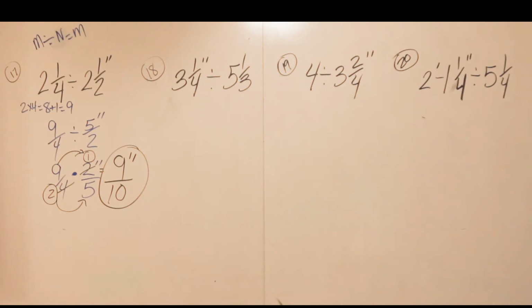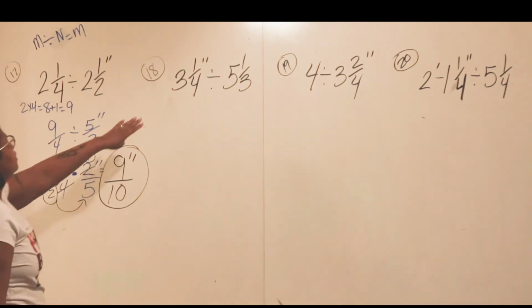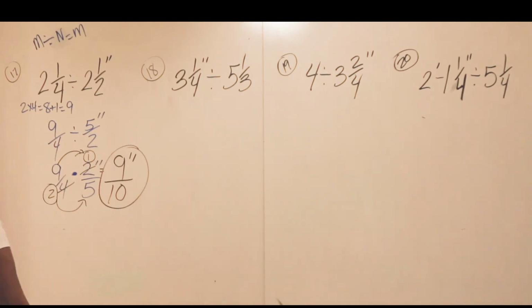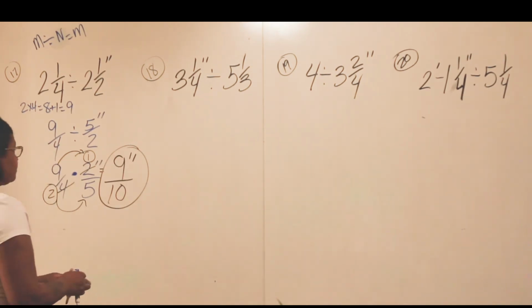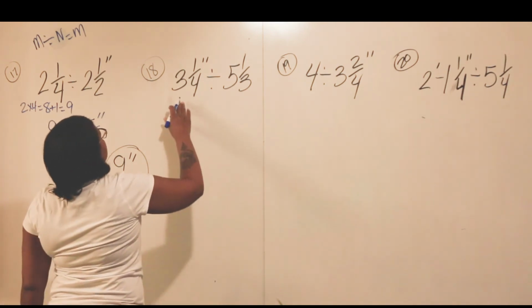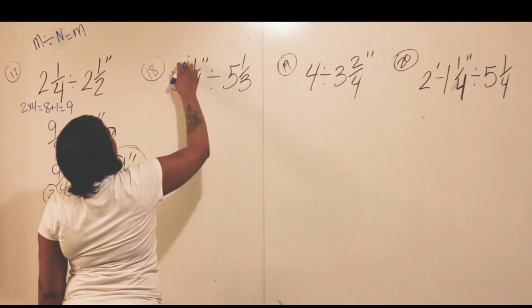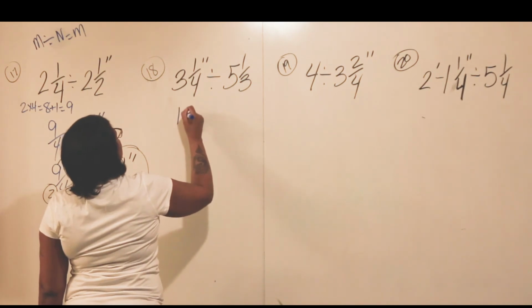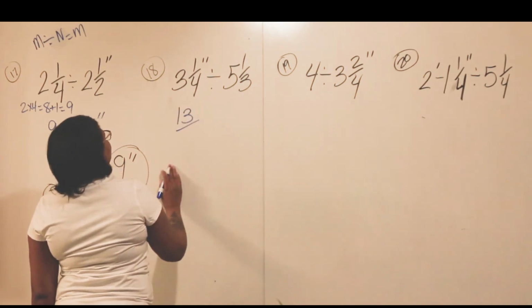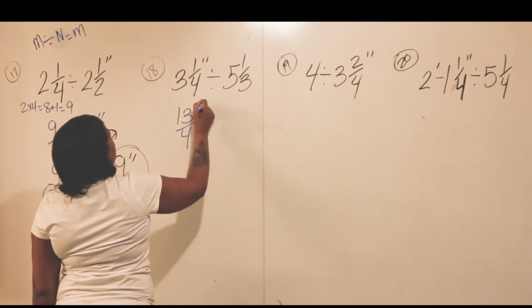Let's look at number 18. We got 2 mixed numbers. Again, a mixed number consists of a whole number of inches and a fraction. 3 1/4. What do we do with it? 3 times 4 is 12. 12 plus 1 is 13. Over 4. Yep. Inch marks.